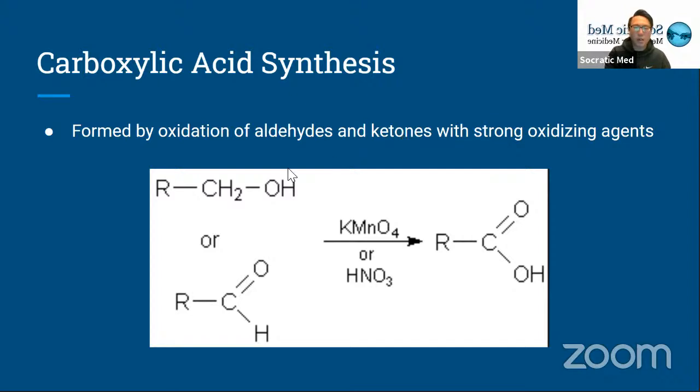As you can see on the bottom, if you take a primary alcohol and react it with potassium permanganate, you get a carboxylic acid. Similarly, if you take an aldehyde and react it with a strong oxidizing agent, you can form a carboxylic acid as well. And on the bottom is a representation of how to react an alcohol and an aldehyde to form a carboxylic acid.